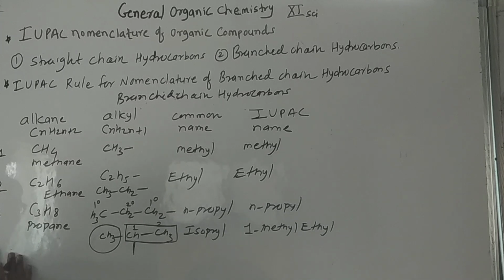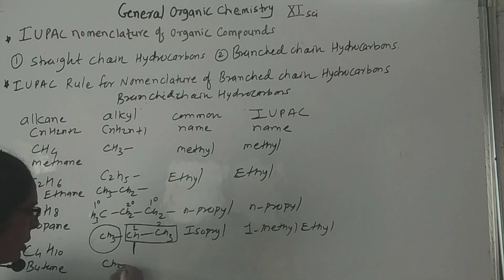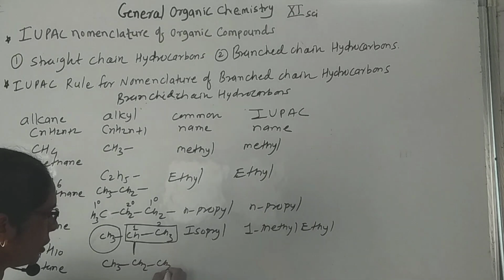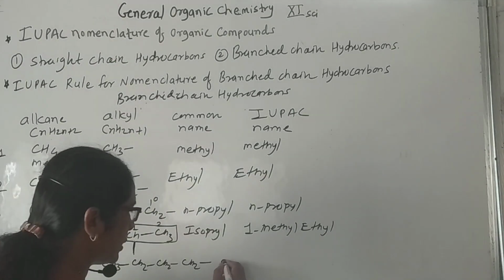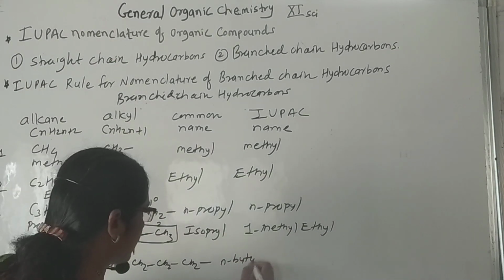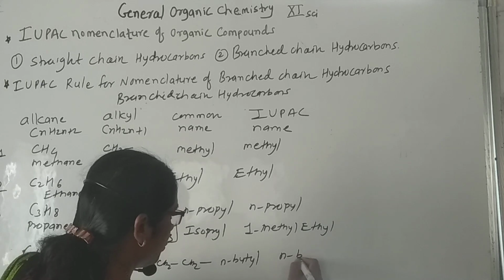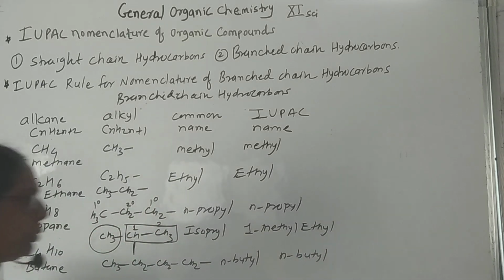Now go further. Next is butane. So butane, C4H10. In butane, we can write the straight chain butane, CH3, CH2, CH2, CH2. As it is straight chain, it is called N-butyl. Its IUPAC name is also N-butyl.